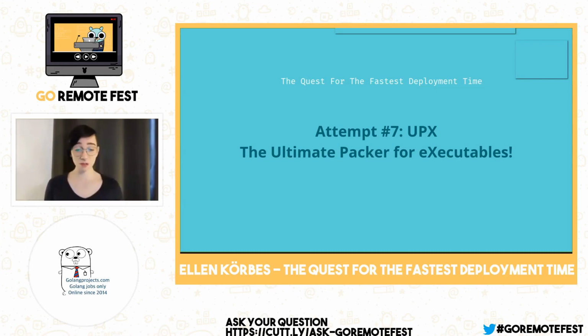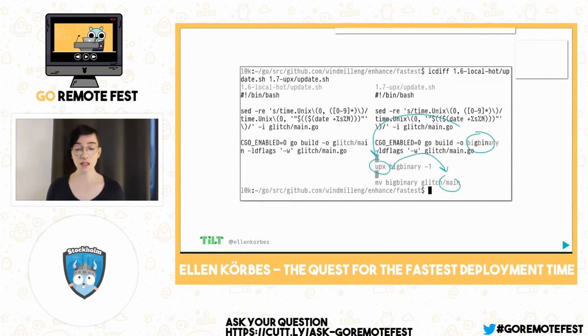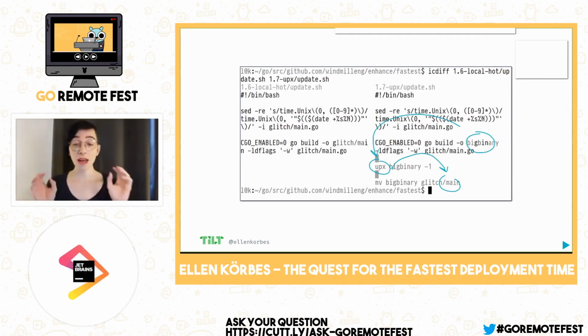I'm just putting it out there. So Ultimate Packer for executables, UPX. You can find it on GitHub. It's a tool, and it takes a binary and compresses it. It can compress a lot, and then it takes a lot of time because compressing is a very expensive operation, or it can compress a little bit and it's faster. And let's take a look at how this works.